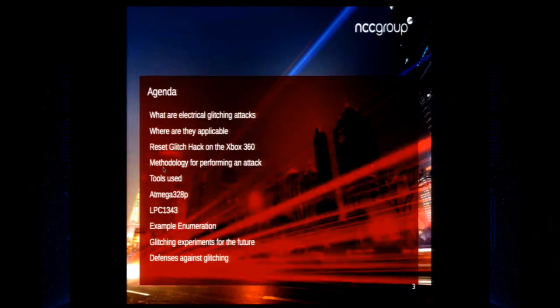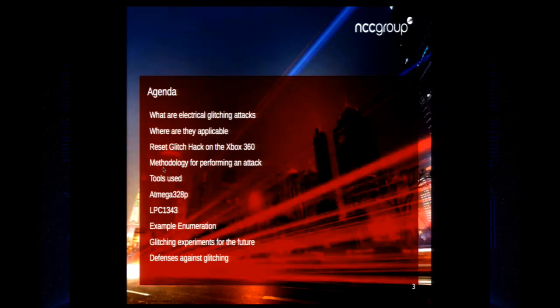So for today, we're going to be going over these topics. I'm going to start off by going over at a very high level what electrical glitching attacks are and where they can be used. And I'm going to quickly go over the reset glitch hack on the Xbox 360. And from this attack, we're going to develop a methodology to use on more generalized devices, as we will see up ahead.